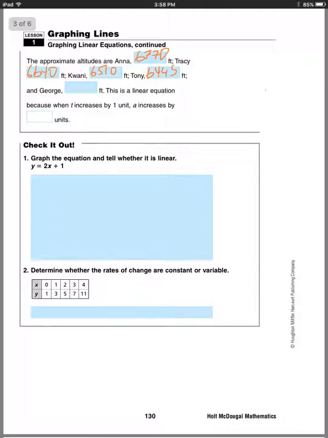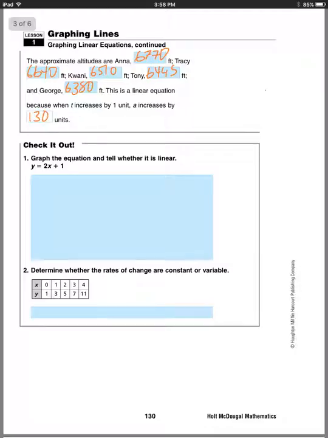And George had gotten on for 1 minute, so he had gotten to 6,380 feet. This is a linear equation because when T increases by 1 unit, A increases by 130 units.